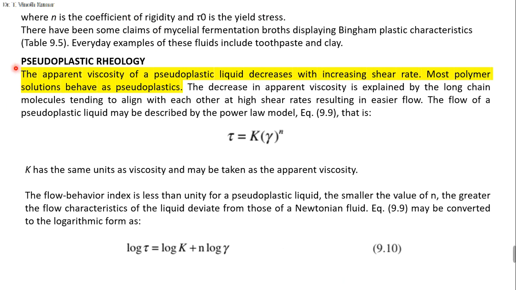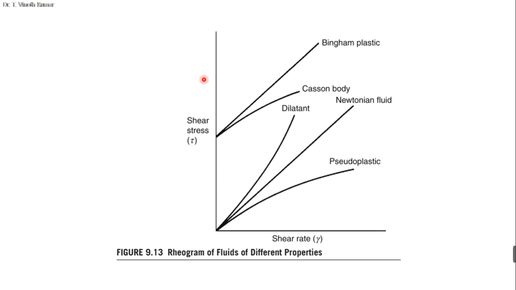The second category is pseudoplastic rheology. For pseudoplastic, tau is equal to k multiplied by gamma power n. This is the pseudoplastic formula. A property of the pseudoplastic is that the apparent viscosity of the pseudoplastic liquid decreases with increasing shear rate. Most polymer solutions behave as pseudoplastic. You can see it here in the graph. So this is a pseudoplastic.